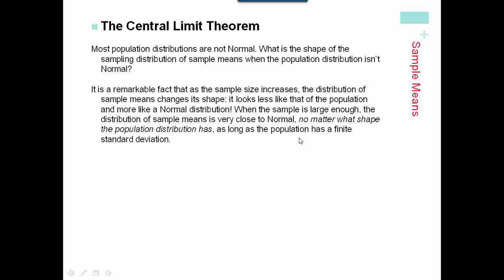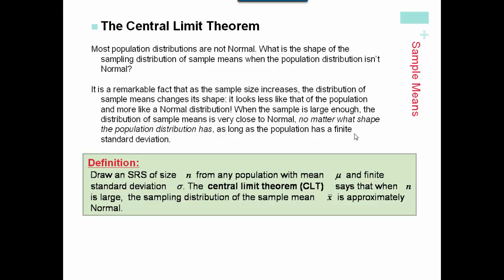Most population distributions are not normal. What is the shape of the sampling distribution of sample means when the population distribution isn't normal? It's a remarkable fact: as the sample size increases, the distribution of sample means changes its shape. It looks less like that of the population, and more like that of a normal distribution. When the sample is large enough, the distribution of sample means is very close to normal, no matter what shape the population distribution has, as long as the population has a finite, meaning that number ends, standard deviation.